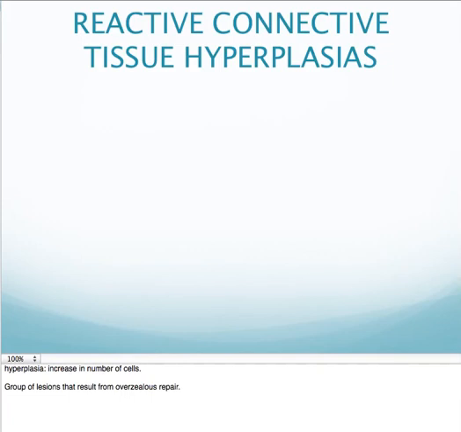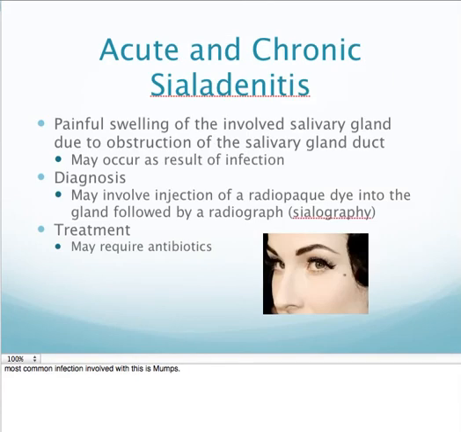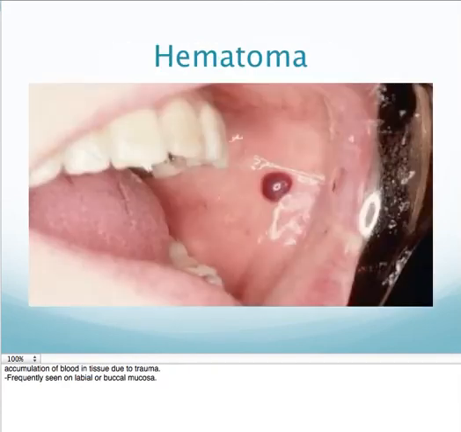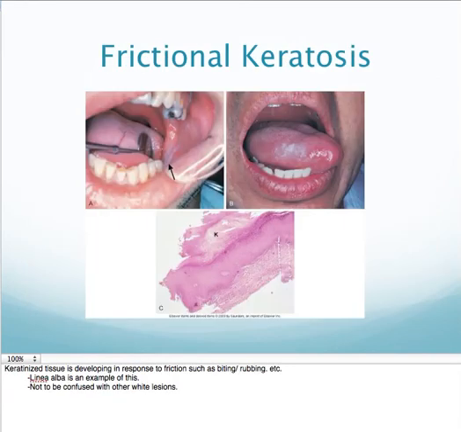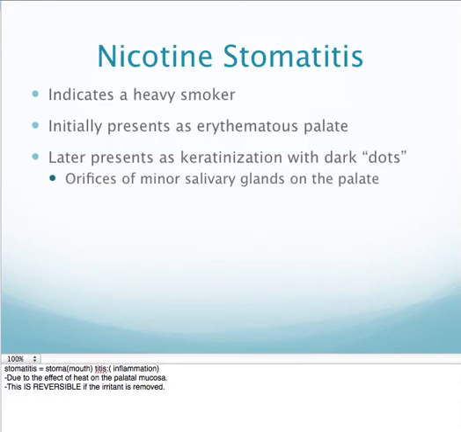Okay, so those are our injury to soft tissues. Let's review them one more time. You have hematoma, which is accumulation of blood and tissue due to trauma. Frictional keratosis, which is extra keratin developing from friction. Nicotine stomatitis, which is the little bumps or dots on the palate of the mouth from heavy smokers.